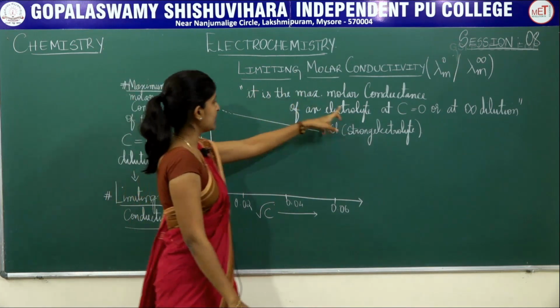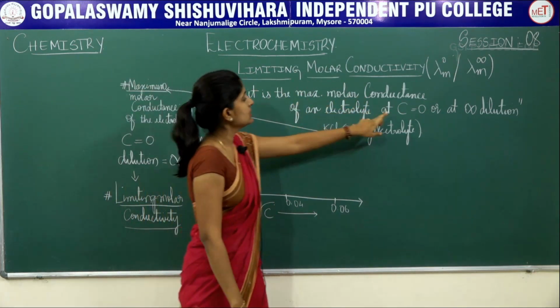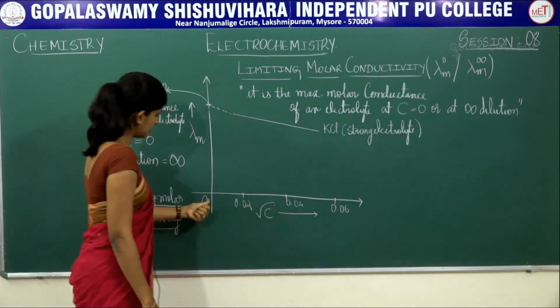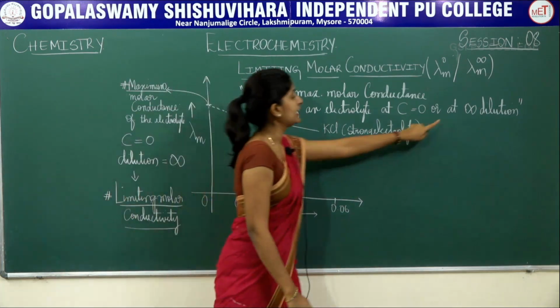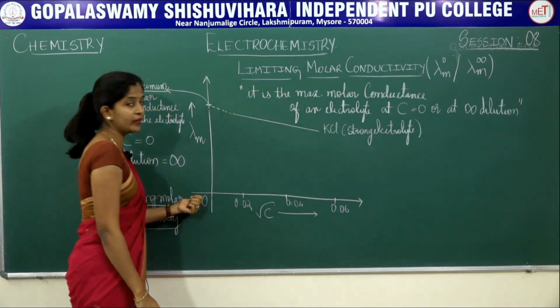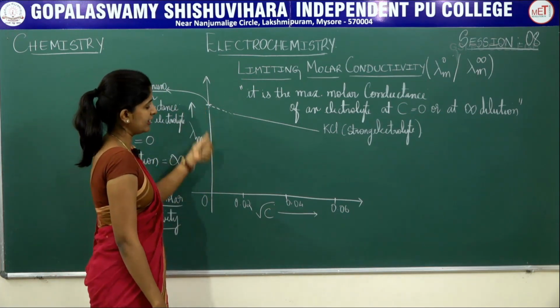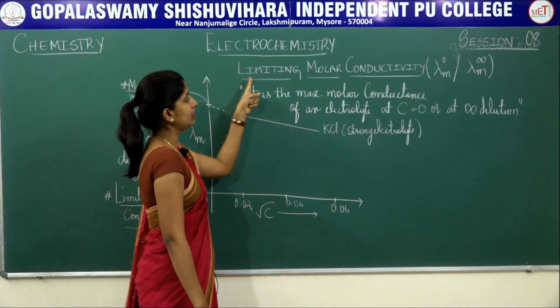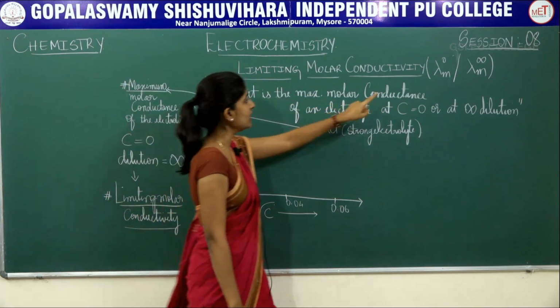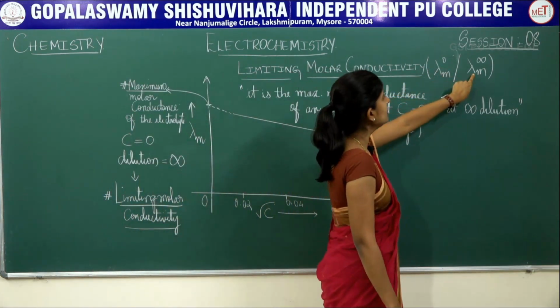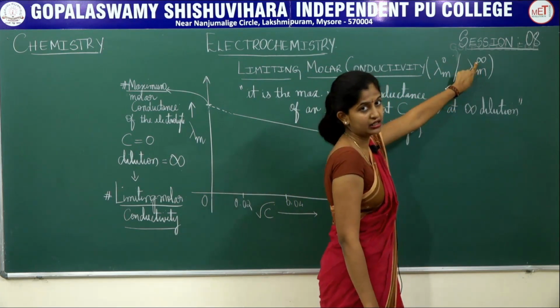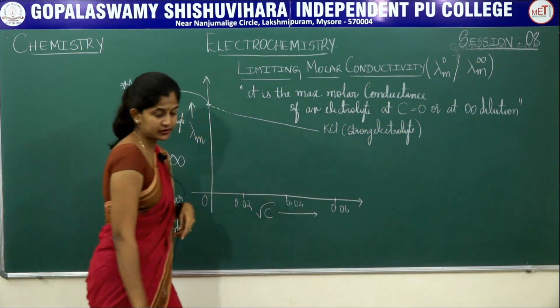So it's the maximum molar conductance of an electrolyte at concentration equal to 0. You can observe C is 0 here, and concentration 0 means dilution is infinite. That point of molar conductance of an electrolyte is called your limiting molar conductivity. It is symbolized by lambda m naught and lambda m infinity. So both the representations are correct.